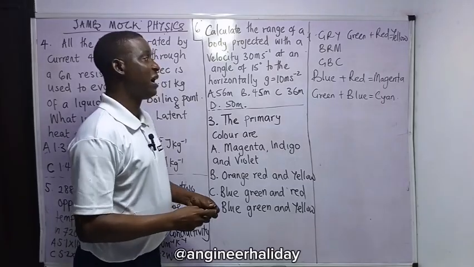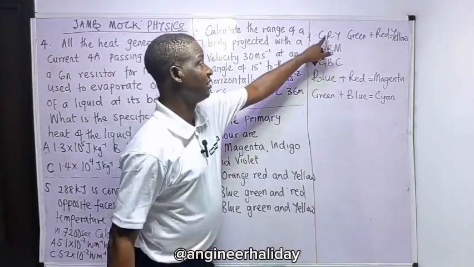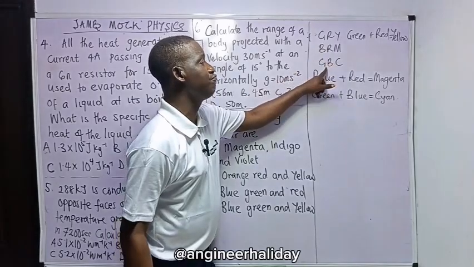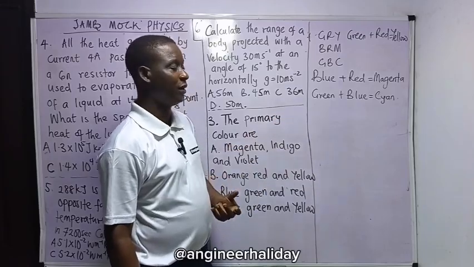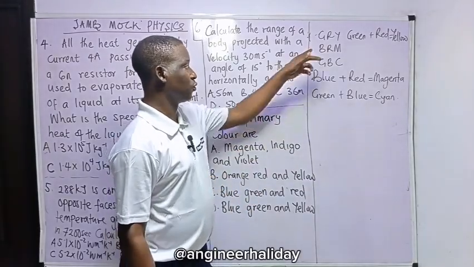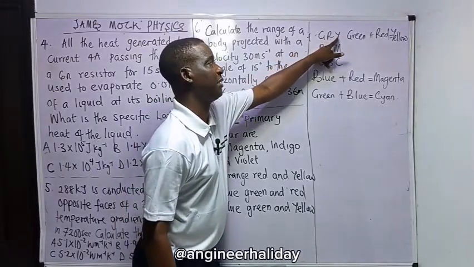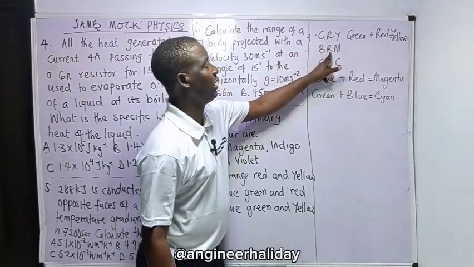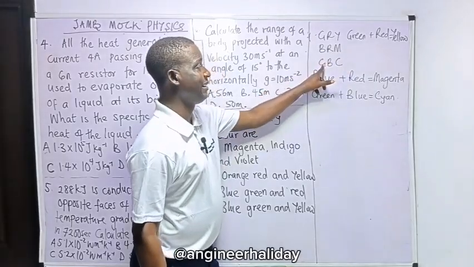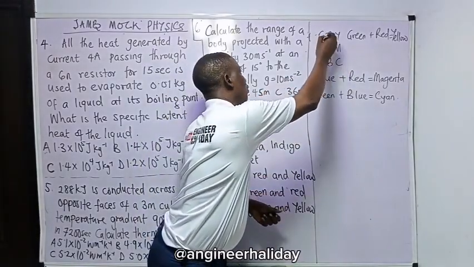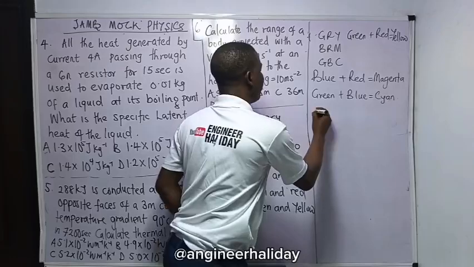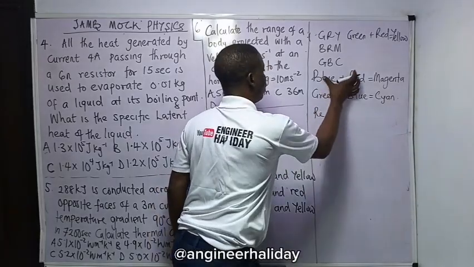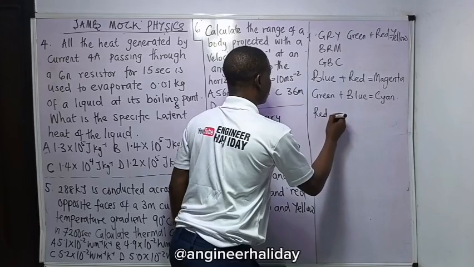Dry, brim, and whisk. Dry, brim, and whisk. So it's just a way of remembering, just like a memory reminder, to make you know that green plus red give us yellow, blue plus red give us magenta, then green plus blue will give us what? Cyan.